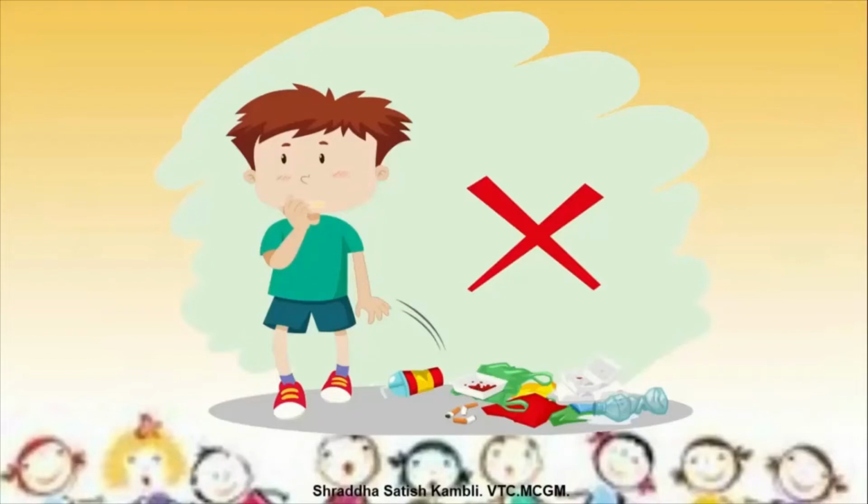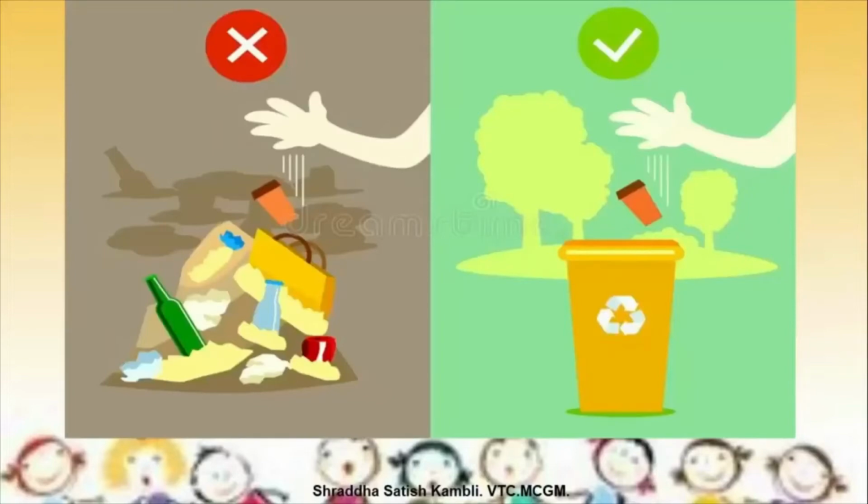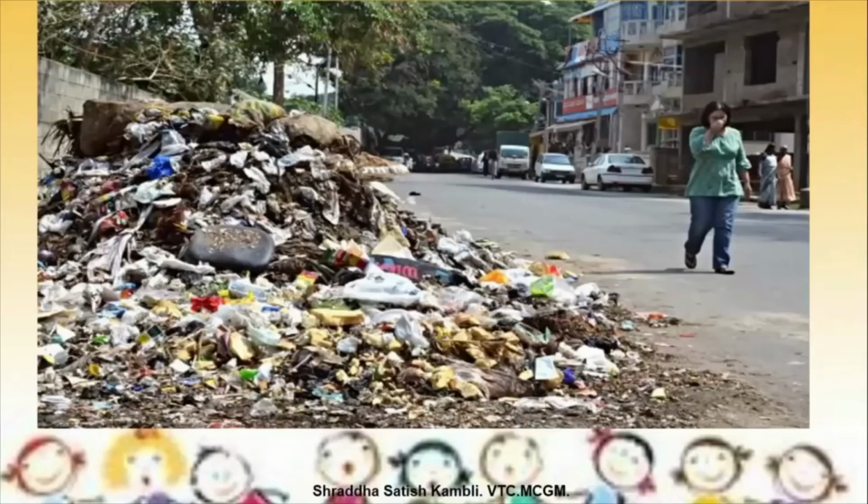Now just imagine that you throw the garbage here and there. What is the right way to throw the garbage? In the dustbin. But suppose you throw it on the road, or suppose you're going in a car or a bus and you are eating a packet of chips and you throw the packet of chips out of your window. What will happen? Very soon you will be able to see this kind of a scene. So have you seen this kind of a thing before?